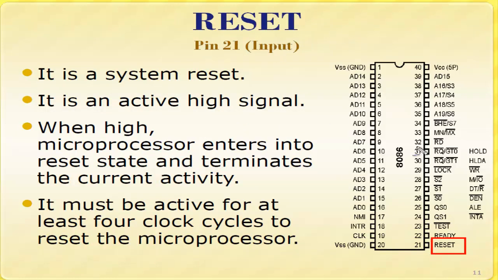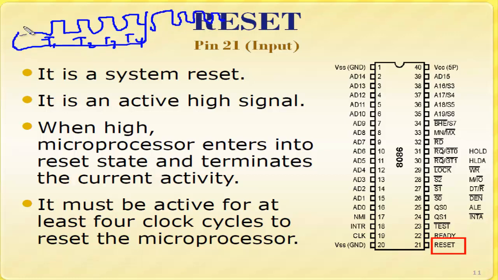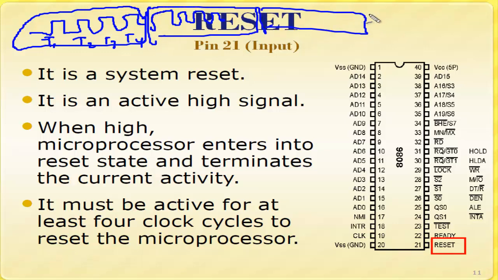And we have the reset pin number 21, which is simply an active high signal. When high, the microprocessor enters the reset state and terminates the current activity, but it must be active for at least 4 clock cycles to reset the microprocessor, because our clock has 4 cycles, that is T1, T2, T3 and T4. After 4 cycles, the next clock cycle starts. So we have 1 cycle having 4 clock cycles, then the next 4 clock cycles, and so on.